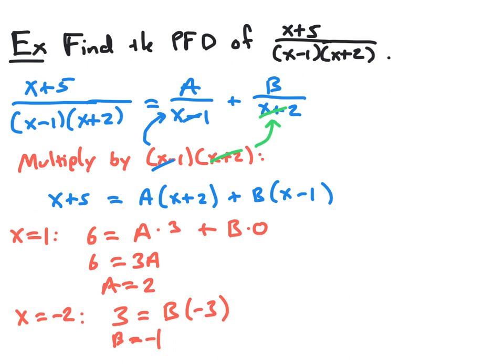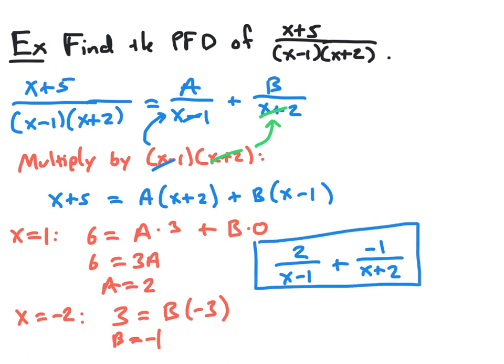And so our partial fraction decomposition for this particular rational function will be our value of a, 2, over x - 1 plus the value of b, which is -1, over x + 2. And this agrees with what we had written earlier in our video.